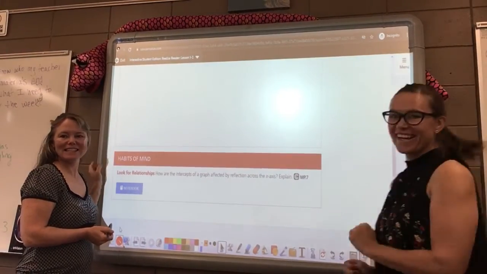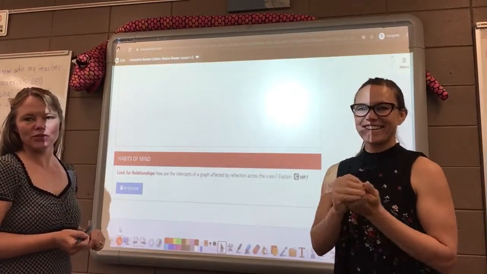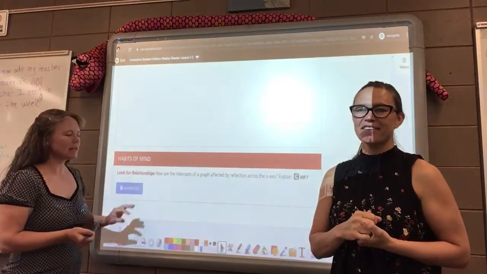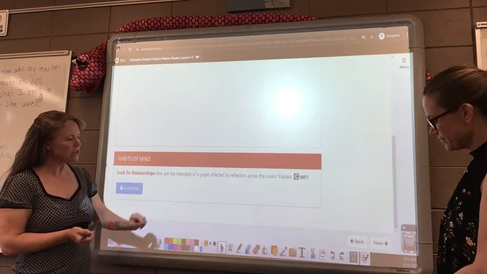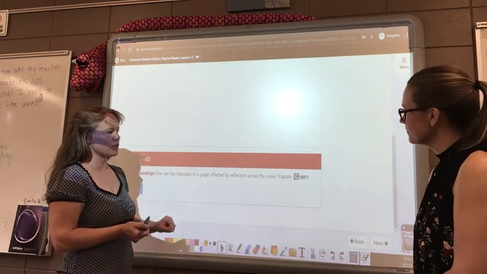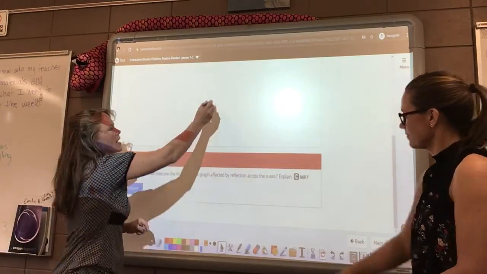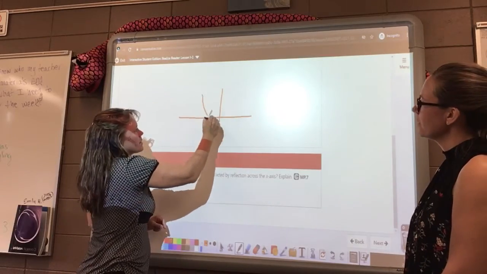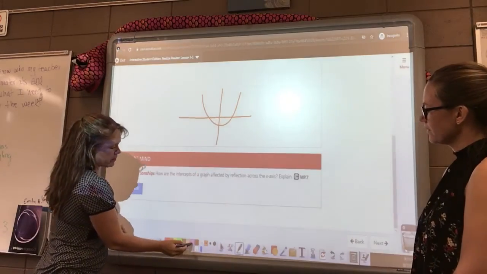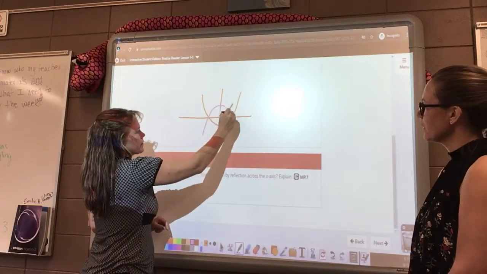Hi. This is a continuation of the 1-2 assignment. We wanted to pop back in on the habits of mind because we didn't finish up completely. How are the intercepts of a graph affected by the reflection across the x-axis? So when we left off, we had a nice little parabola, and then we might flip it over the x-axis.